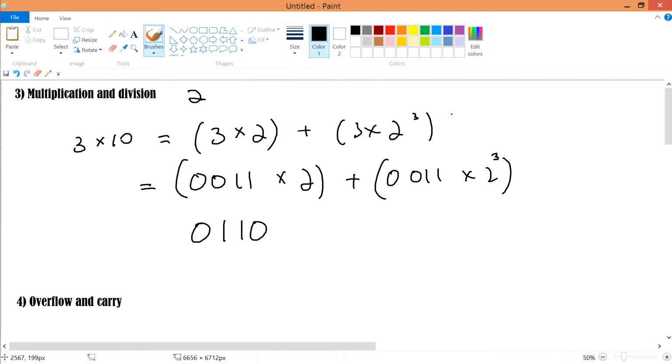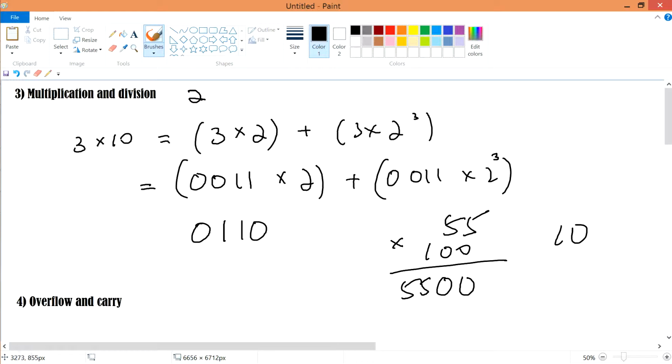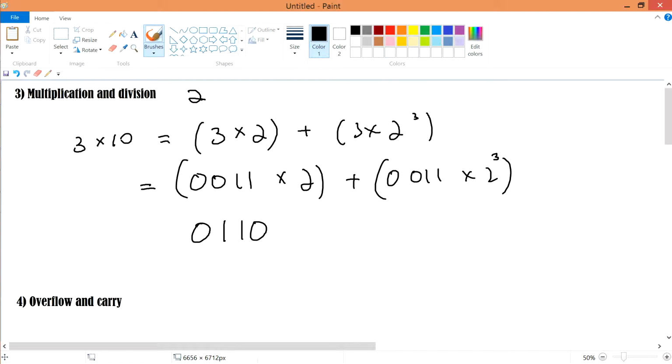Actually this is 2 to the power of 3. Sorry, I didn't write it properly. Over here you can see 0, 1, 1, 0. I actually shifted it up over here. It's the same thing as the 55 just now. If I want to multiply by 100, I shift the 55 forward and put 2 zeros behind it. That is base 10, as you still remember all your numbers are base 10, while over here everything is base 2. It serves the same purpose.